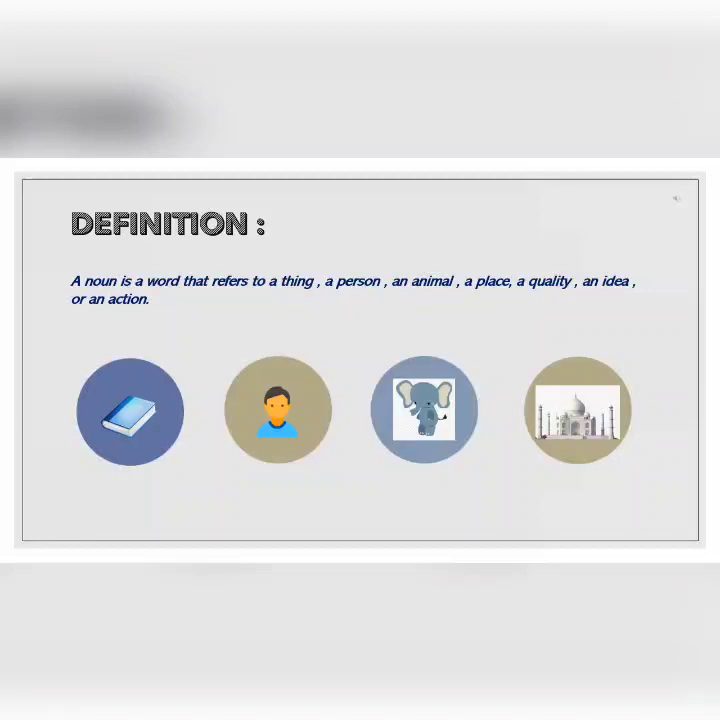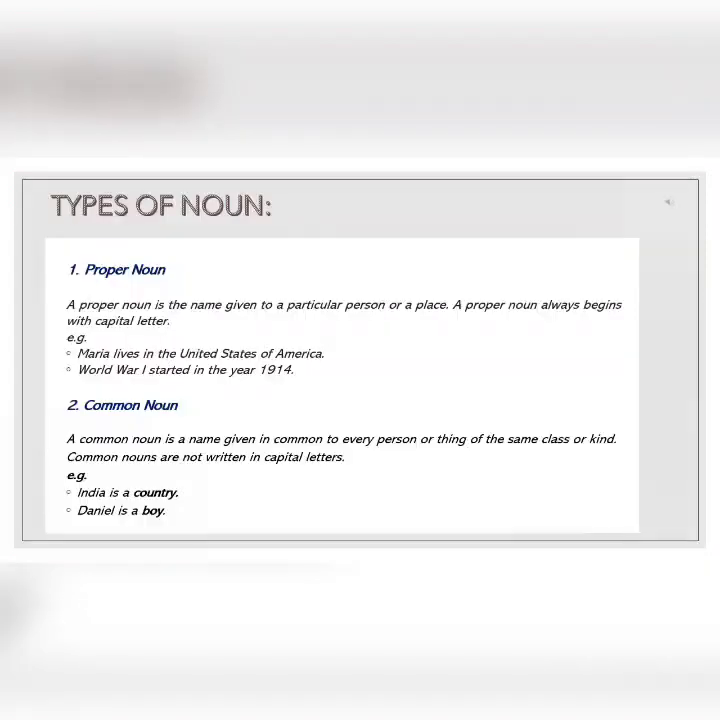Like we all know, a noun is a word that refers to a thing, a person, an animal, a place, a quality, an idea or an action. It could be any of these things. Nouns are divided in various types. The first is proper noun.